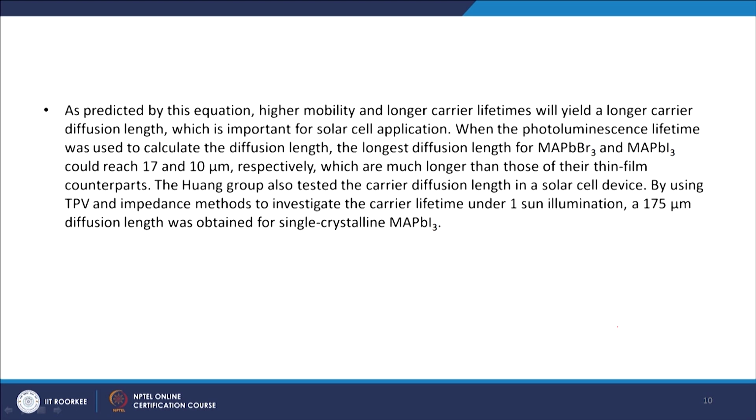When the photoluminescence lifetime was used to calculate the diffusion length, the longest diffusion length for MAPbBr3 and MAPbI3 could reach 17 and 10 micrometer respectively, which are much longer than those of their thin film counterparts. The Huang group, a research group, tested the carrier diffusion length in a solar cell device by using transient photovoltage and impedance methods to investigate the carrier lifetime under one sun illumination. A 175 micrometer diffusion length was obtained for single crystal MAPbI3. See that 175 micrometer diffusion length is quite high, almost comparable to silicon.